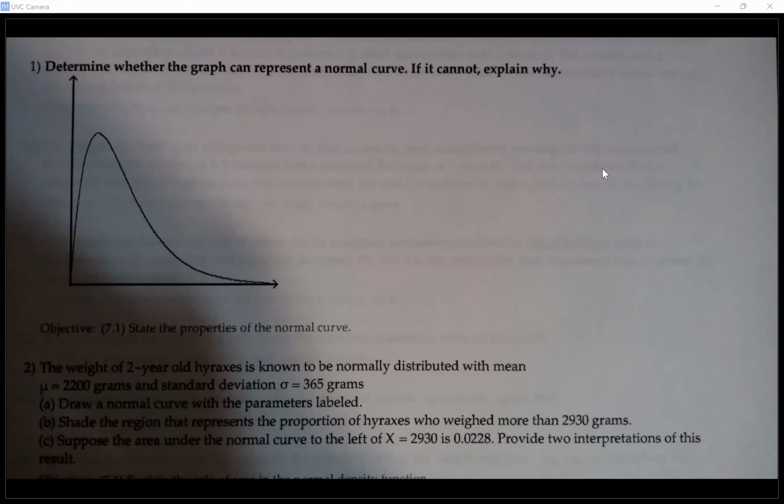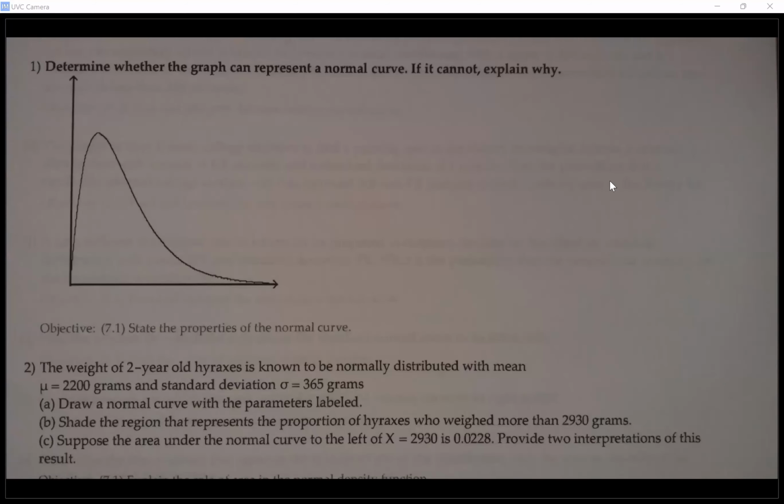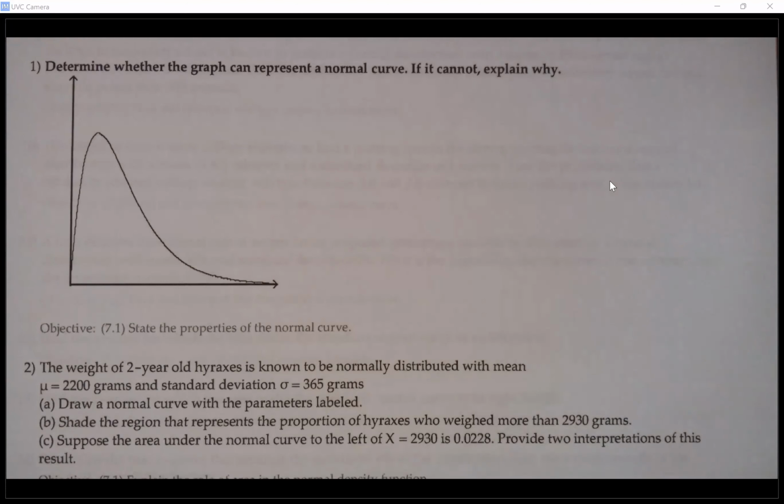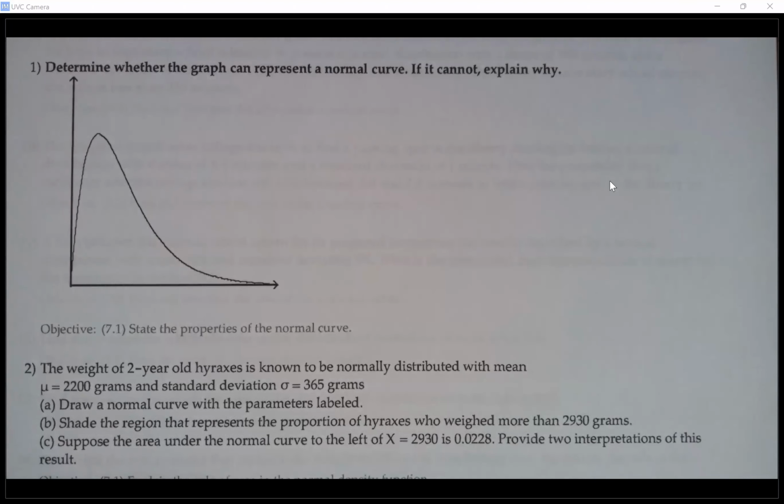Okay, this is my worked out solution of the study guide for test 2. So we're going to begin with the first question. Determine whether the graph can represent a normal curve, and if it cannot, explain why. As you can see, this is not a symmetric curve. That's skewed right. It cannot represent a normal curve. So the answer is no to this one.